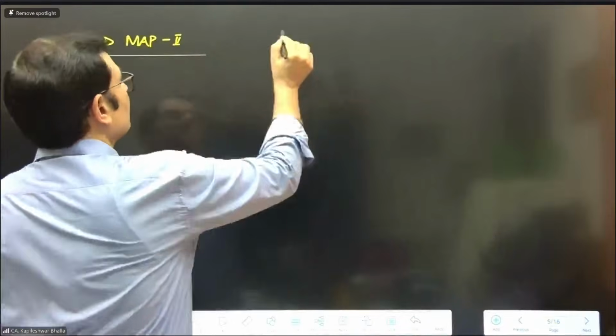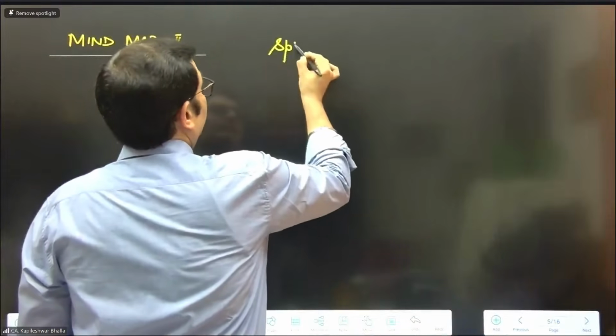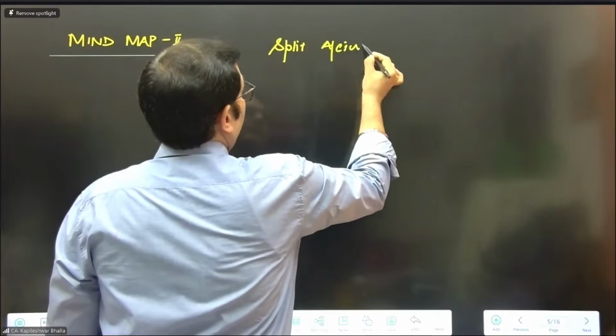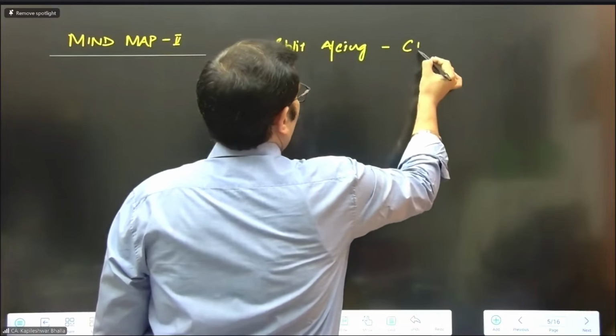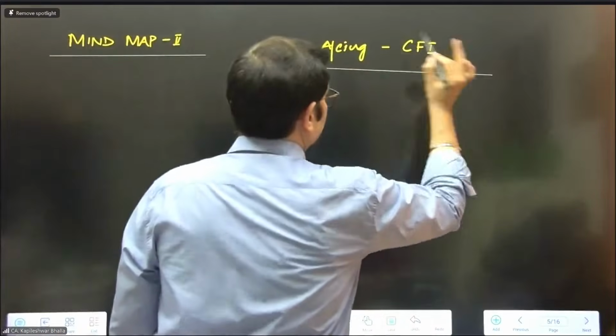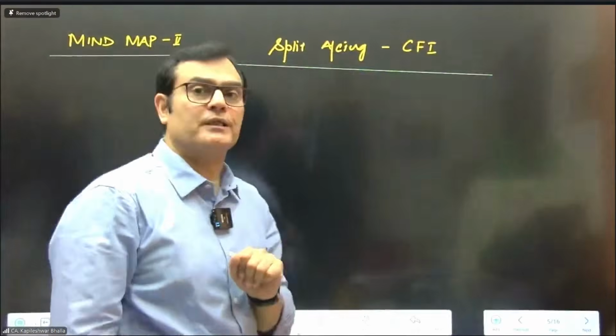Let's first of all consider a generic revision on CFI. Then we can make a very interesting chart on a CFI based on the generic information. But let's first make a generic revision. So my second mind map is on the split accounting for a compound financial instrument.